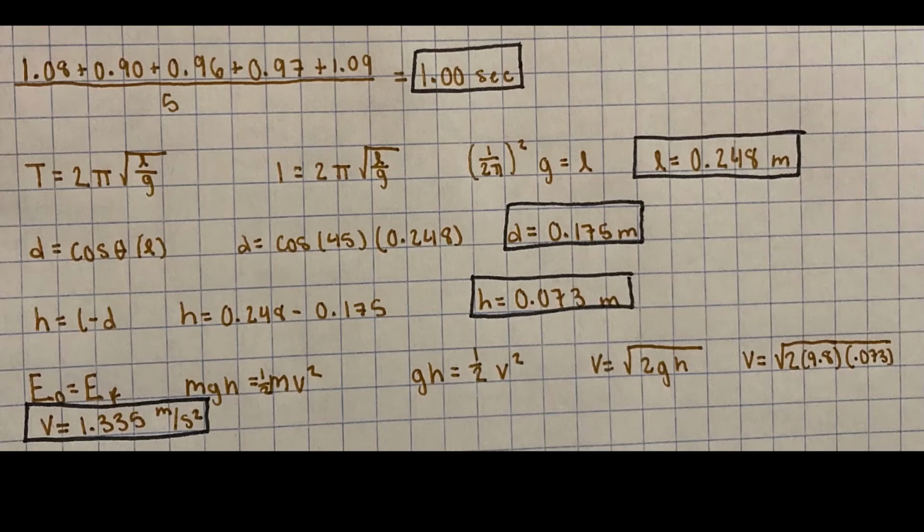And then you can manipulate the equation so you're solving for velocity, which would mean velocity is equal to the square root of 2 times gravity times the height, which would give you a velocity of 1.355 meters per second squared.